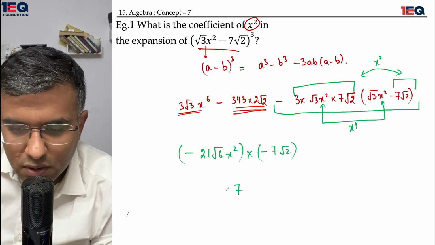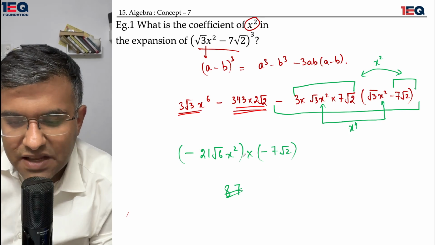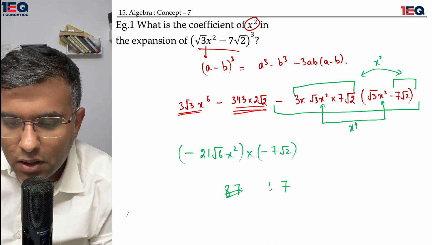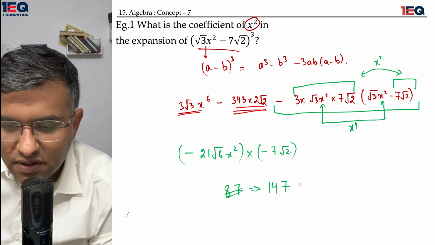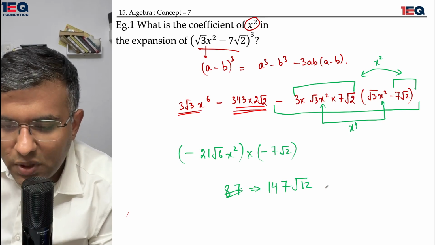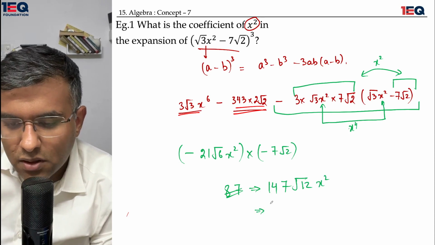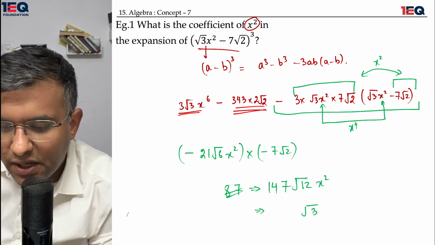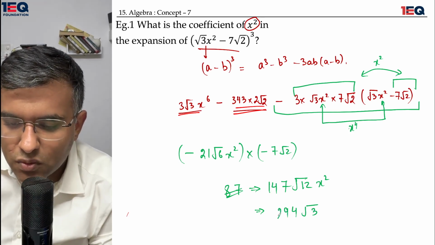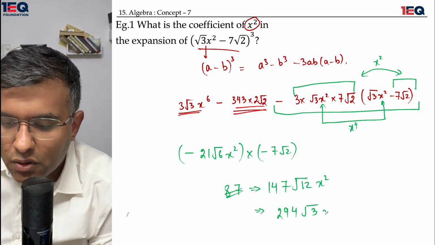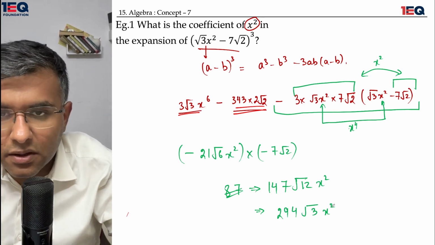With a 7 multiplied by 21, it would become a positive 147. It would become a positive 147 root 12 x square, or I could take a 2 out and leave a 3 behind, and this would become 2 sevens are 14, 2 fours are 8, 9, 2 ones are 2. This would become 294 root 3 x square, which would be the coefficient of x square in the problem.